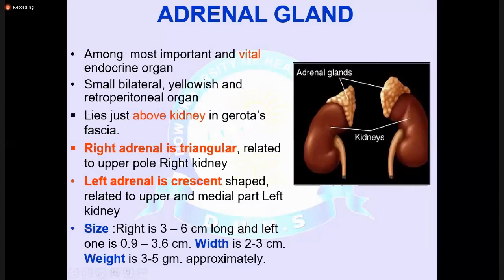Both the kidneys and the adrenals are retroperitoneal organs, that is, they lie posterior to the peritoneum. The adrenals, I'm repeating, are on the superior pole of the kidney, and they are covered by the fascial covering of the kidney. The right adrenal is somewhat triangular in shape, so there is a slight difference in the shape of the right and the left adrenal. The right is somewhat triangular, whereas the left is considered to be crescentic in shape.